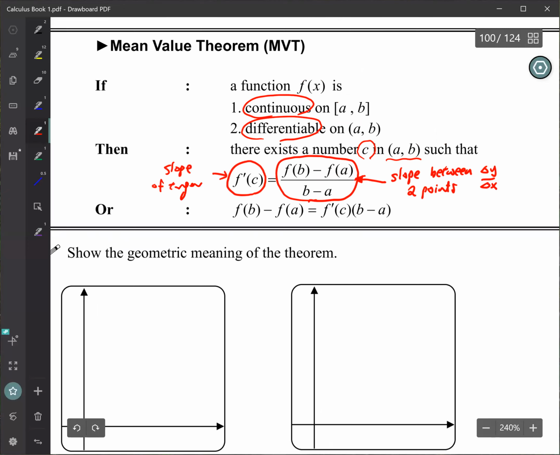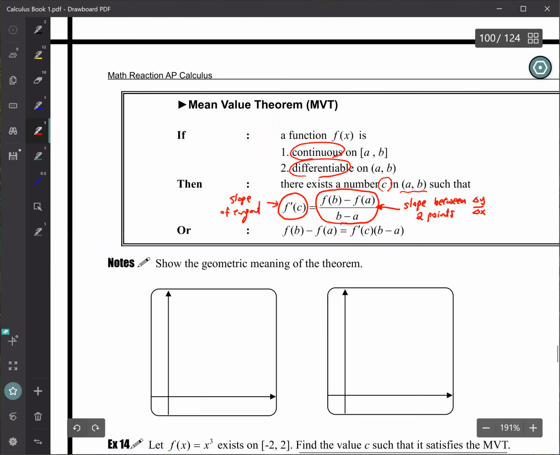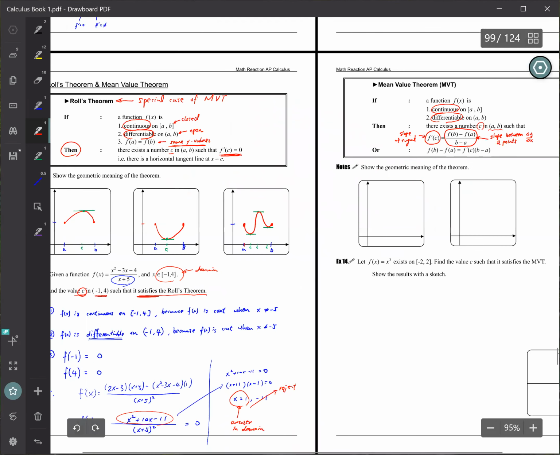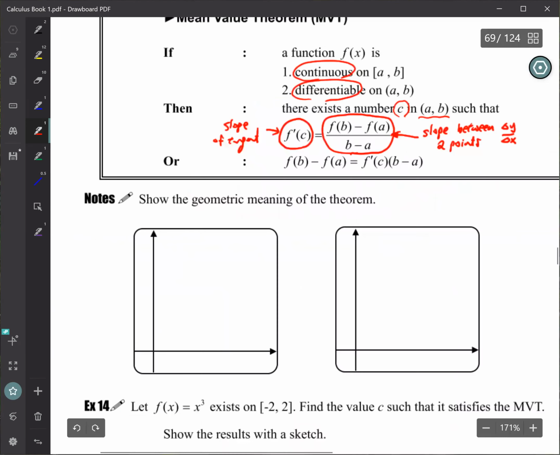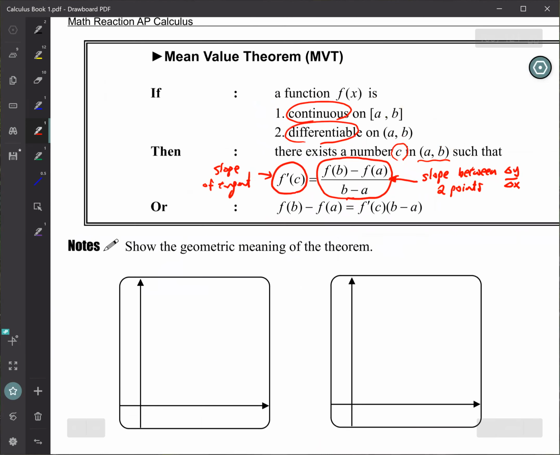So it's just saying that there will be a slope of tangent somewhere in the interval such that it equals the slope of the endpoints. So let's think about what we had before. We'll look at two pages at the same time. For the previous one, f of a has to equal f of b. So if that happens, what's f of b minus f of a? Zero? Yeah, so that's why f prime of c will equal zero.